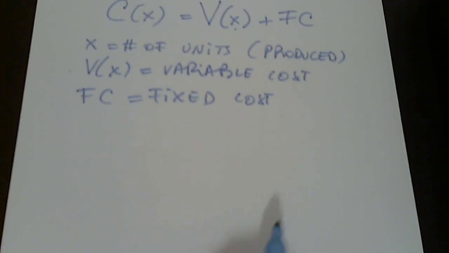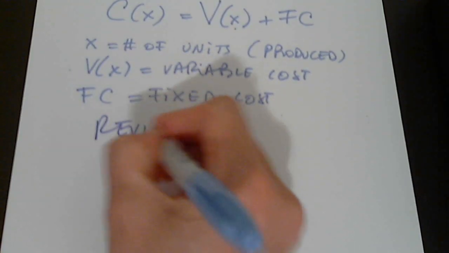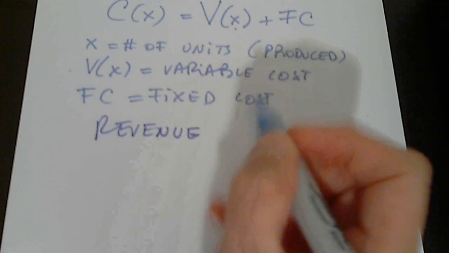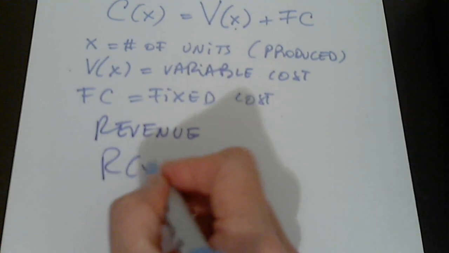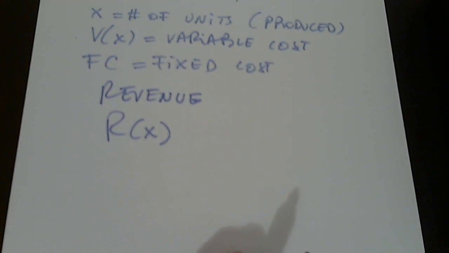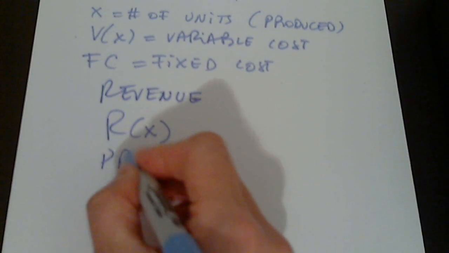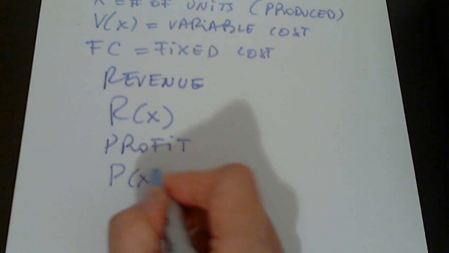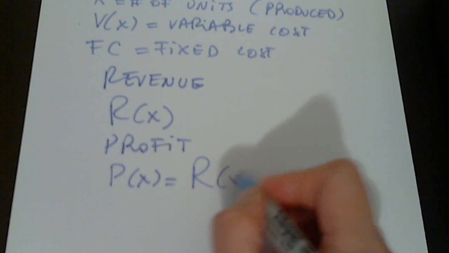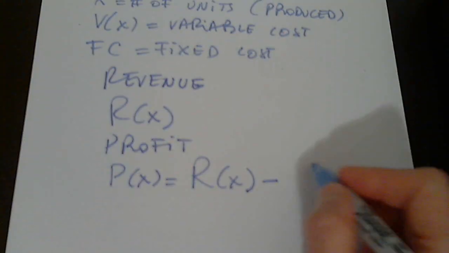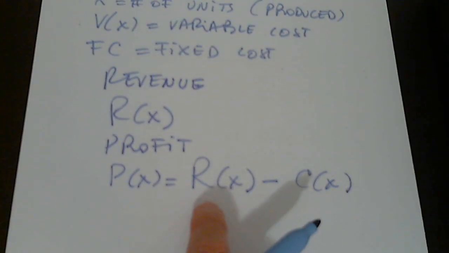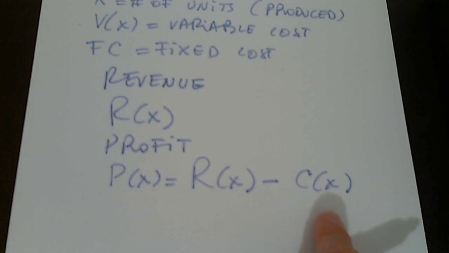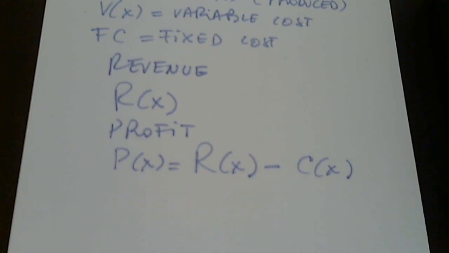The next function is revenue. Money coming in, so it's R of x. And what we're interested in is profit. So the profit function P of x is always the revenue minus the total cost. Money coming in minus money going out. Okay. So now let's read the question.